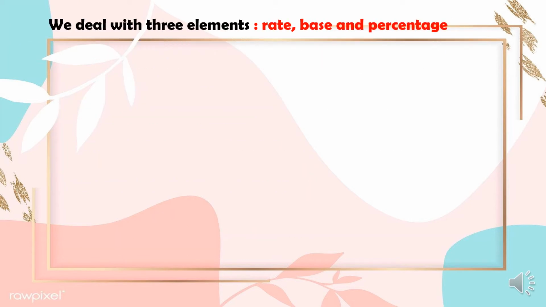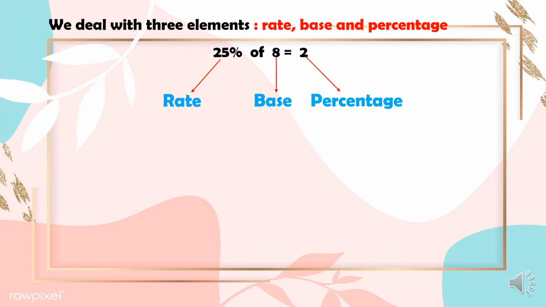We deal with 3 elements: the rate, the base, and the percentage. So let us take the example a while ago. So we have 25% of 8 is equivalent to 2. Now what is 25%? That is the rate. And how about 8? That is the base. And 2 is now the percentage.